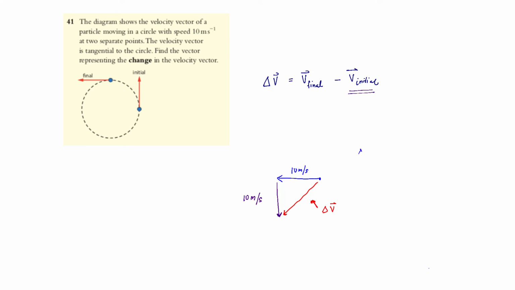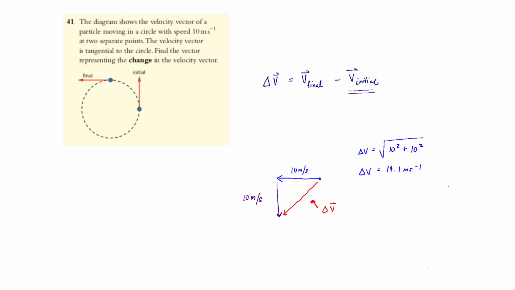So that is the change in V, that would be the square root of 10 squared plus 10 squared, and change in V now, that would be 14.1 meters per second. So that would be the value of the magnitude.